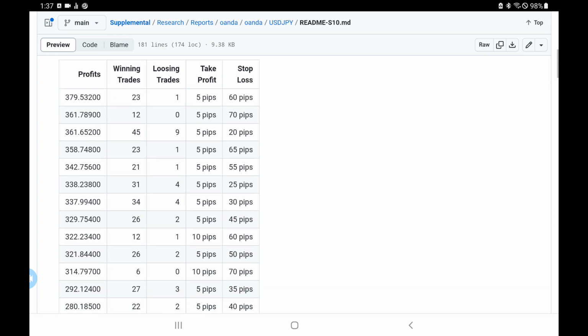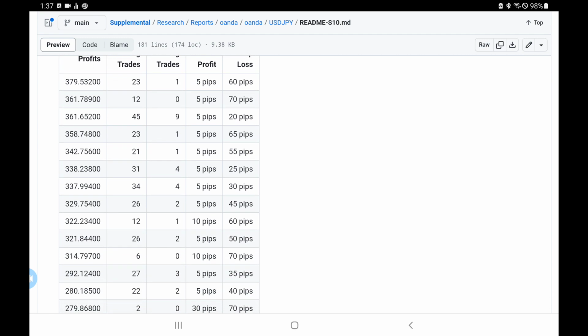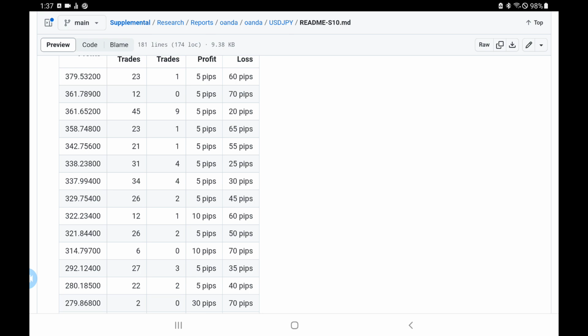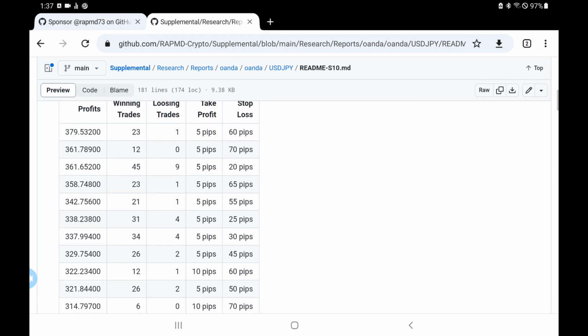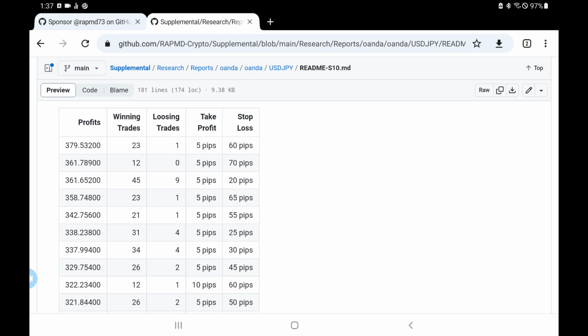So let's get down to the actual table itself, where you see I organized the maximum profit. And then the table goes down based upon profit, where I then count the number of trades, the number of winning trades versus the number of losing trades, the take profit and stop loss. The emphasis here is to find the best take profit and stop loss that produces the best profitability.